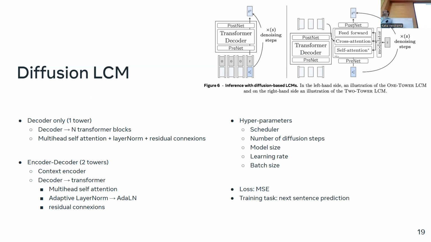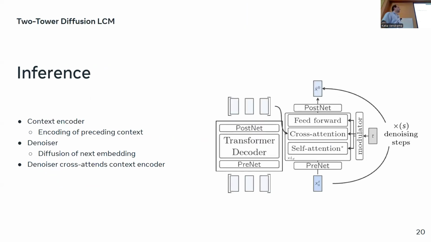But apart from that, the main difference is that we separate the weights to encode the context and to denoise, while in the one tower, everything is done all together. For both models, the loss is the MSE, so we still have an MSE loss at the end. We try to predict the clean embedding, but it's done in an iterative way by a diffusion process. So I skip the details for this. And for inference, it's the same thing, right? In this setup, we don't change anything.